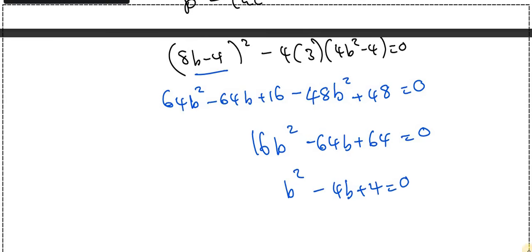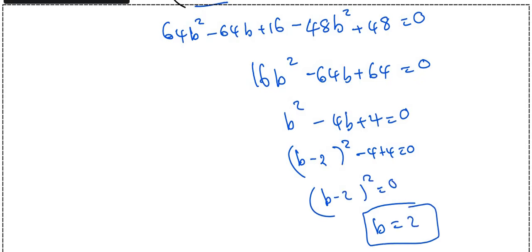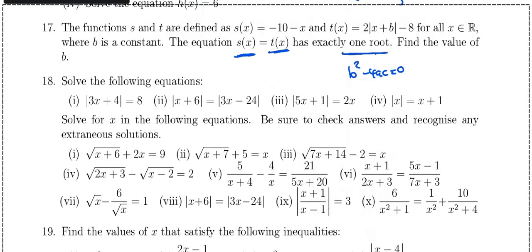Then from here, we can just say b minus 2 squared minus 4, then plus 4 is equal to 0. When you complete the square, meaning b minus 2 squared is equal to 0. So b is equal to 2. So the value of b should be 2 for s of x to be the same as s of t. That's what you have here on number 17. Hope that's okay.